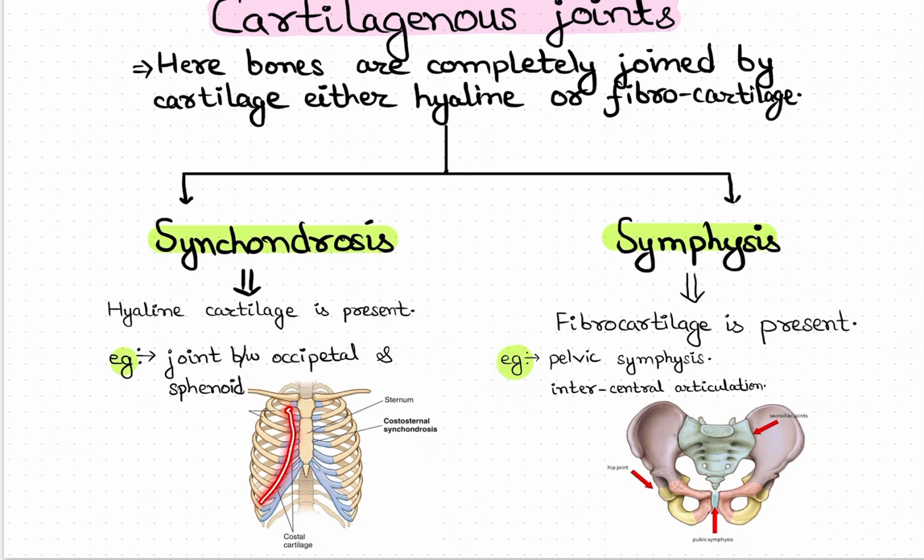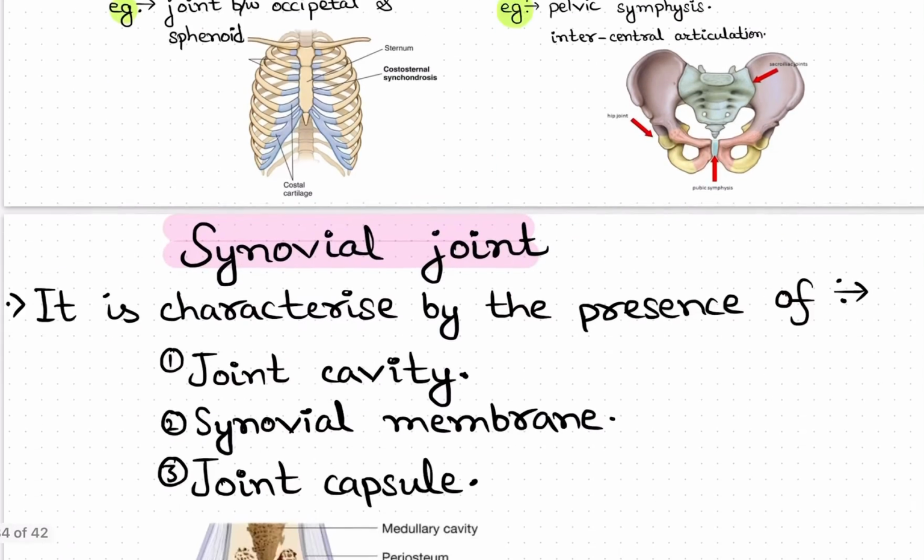Like in the case of ribs, you can see this is hyaline cartilage which is joining these ribs with the sternum. So it is a type of synchondrosis. Why chondro? Because chondrocytes are present in cartilage. And you can see fibrocartilage is present in the pubic symphysis, like in the os coxae or hip bone. Also in the joint between occipital and sphenoid, you find synchondrosis. So this was all about cartilaginous joints.